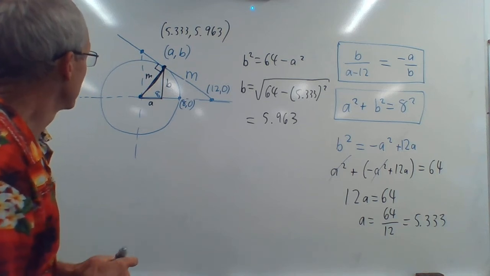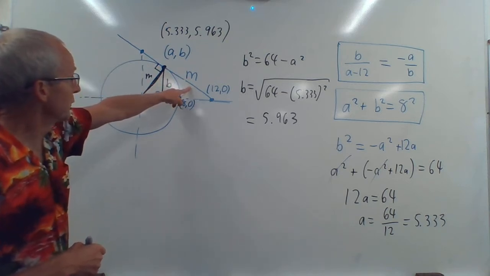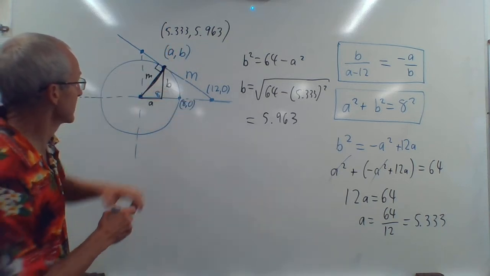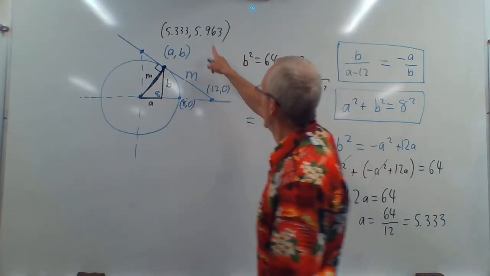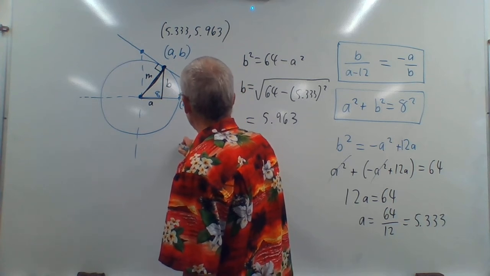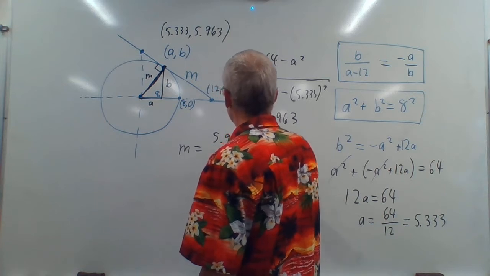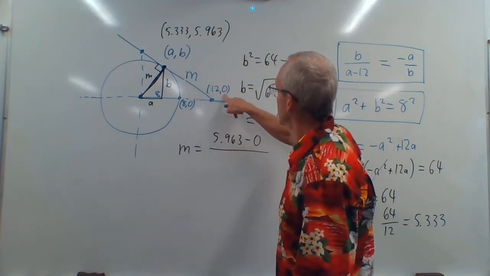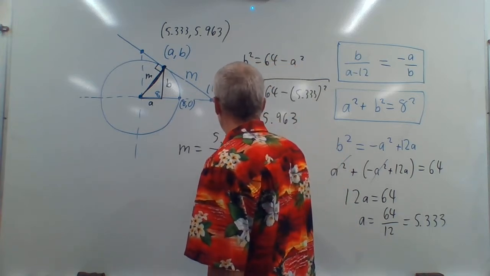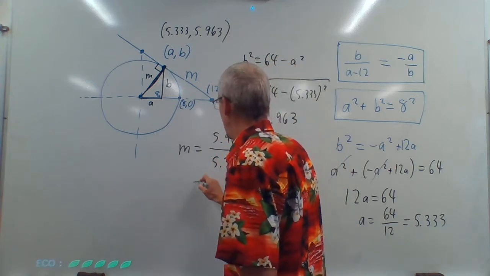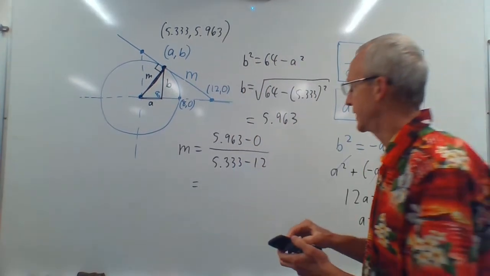Okay, so now we need to find this point. So we have to draw the equation for the line. We know a point, and we know this. We can figure out the slope now. So the slope, let's do this one minus this one, since this one's 0. So the slope is 5.963 minus 0, divided by 5.333 minus 12. It's going to be negative, which it should be. It's going downhill, so that looks good.